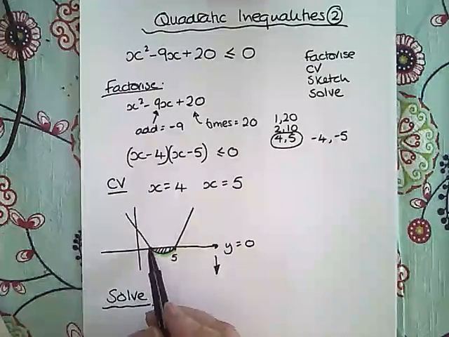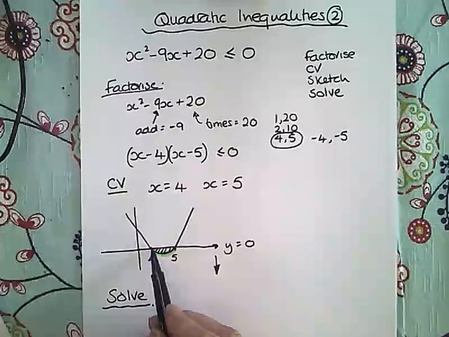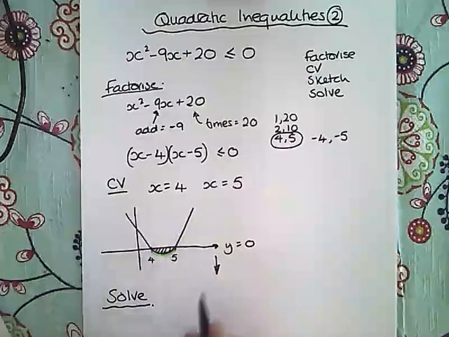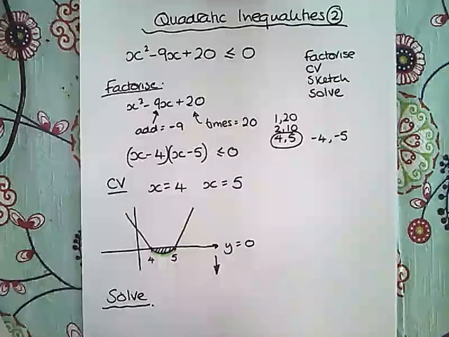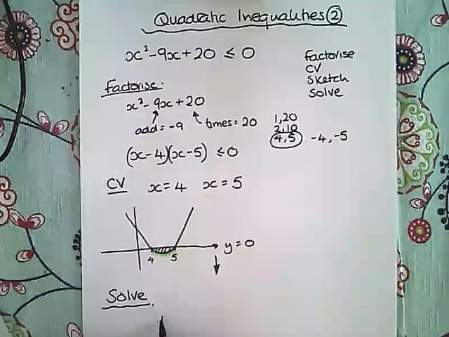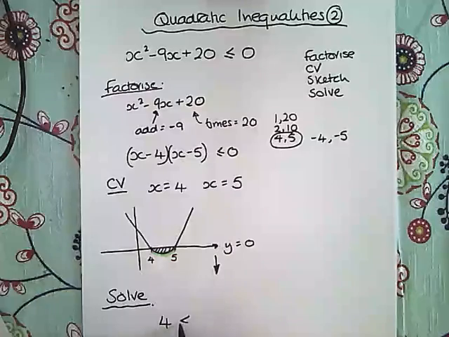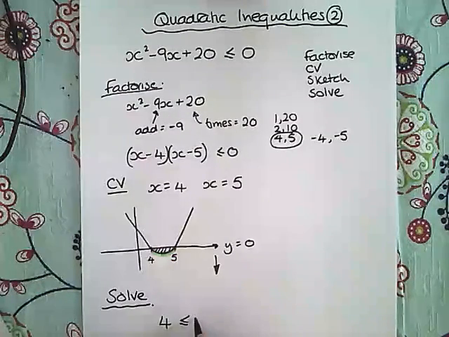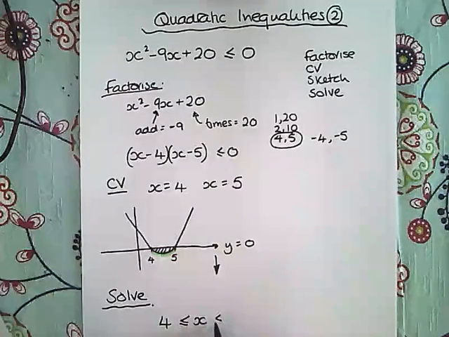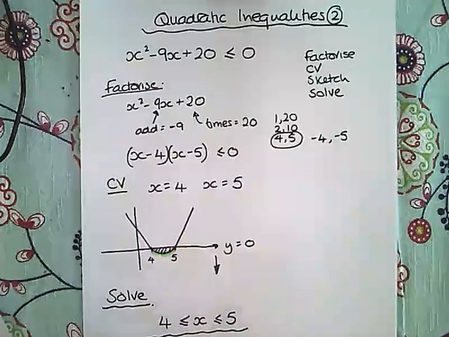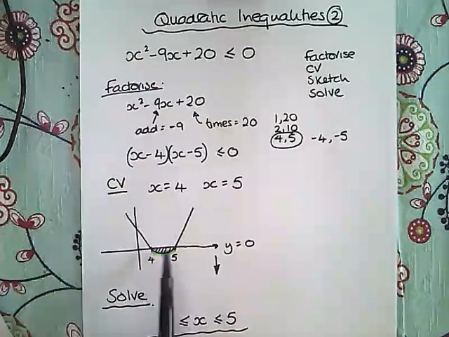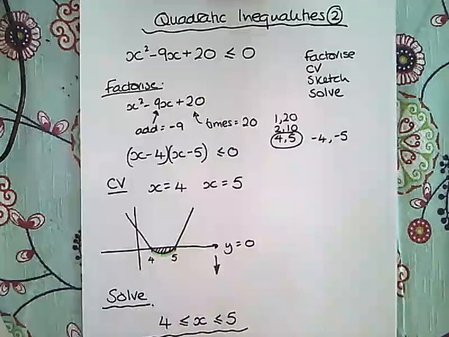So finally, our solving bit, x lies between these two values and it can take these two values because of the less than or equals to part of the inequality. So we've got 4 is less than or equal to x, which is less than or equal to 5. And that is telling us x lies between and can take the values 4 and 5.